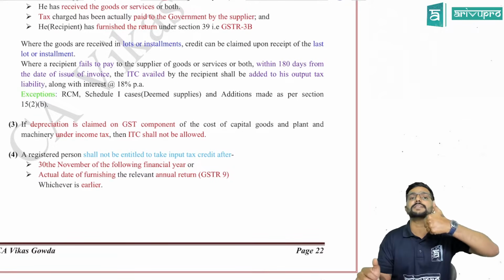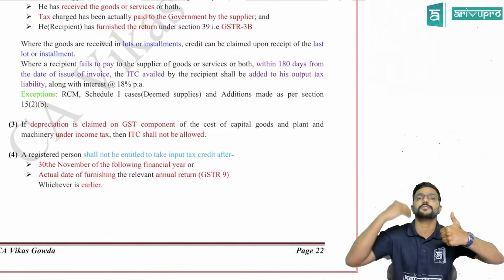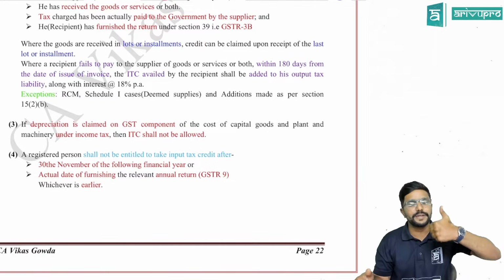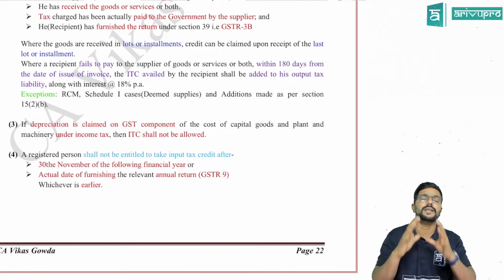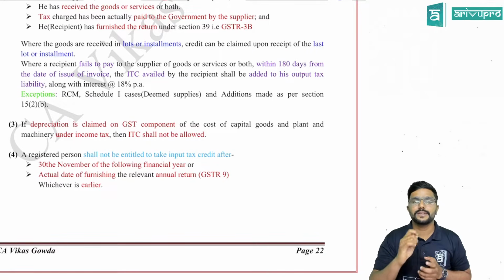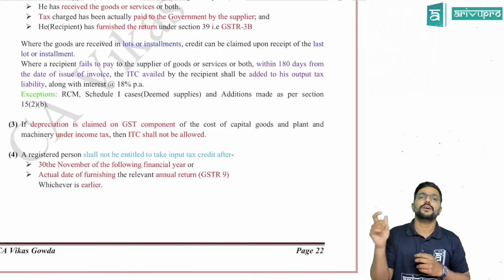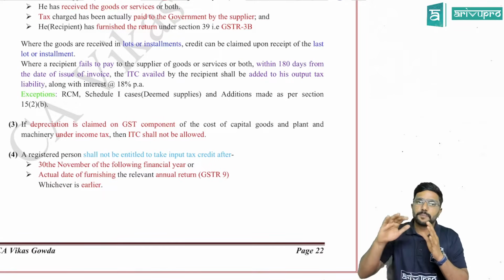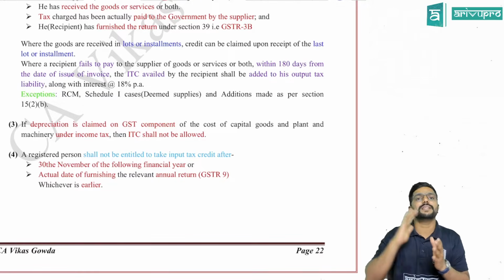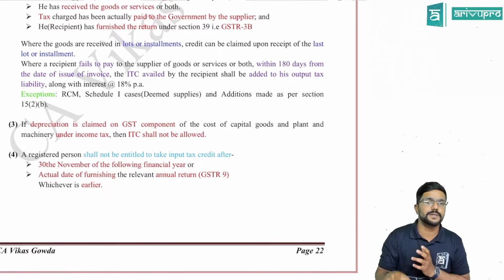That is wherever RCM is applicable, where the recipient himself has to pay the tax to the government or department. Then Schedule 1 cases where there is no consideration but still it is considered as supply. Then additions made to the value of supply as per section 15 subsection 2 clause B, that is the supplier's liability paid by the recipient directly to the concerned person.